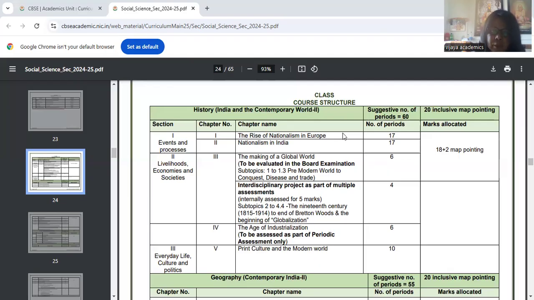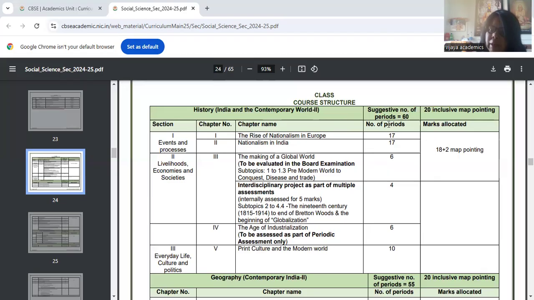in social science. So first of all, we are going to discuss the course structure. In social science, there are 4 parts: history, geography, civics, and economics. First of all, we are going to see history. The name of the book is India and the Contemporary World Second. If you see, the CBSE has given each and every minor detail.